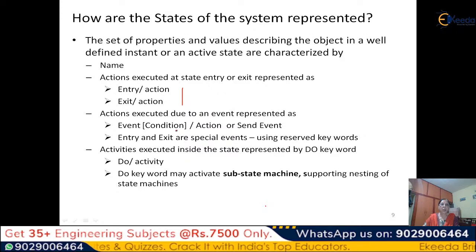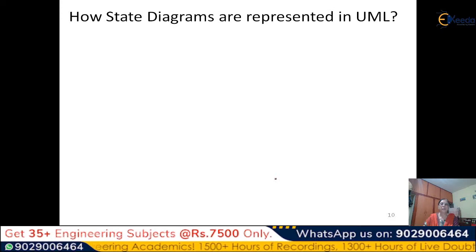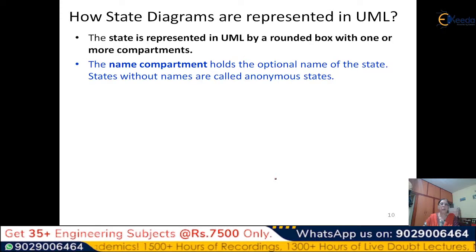Depending on the event that happens, the previous state, and the condition that has happened, there will be some action. These are normally represented by do words, like do this, do a certain activity. Or when you do, it can also go to a substate of the machine. We'll see some examples or problems. How are they represented in UML?